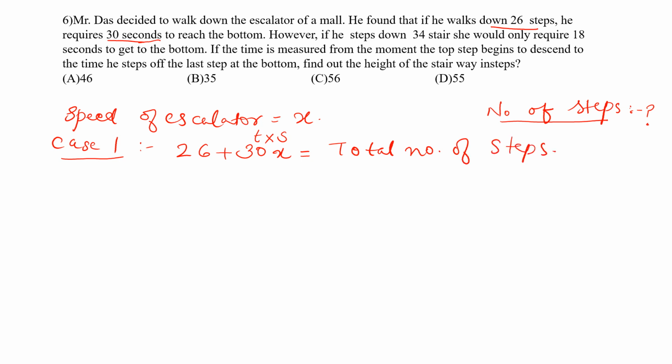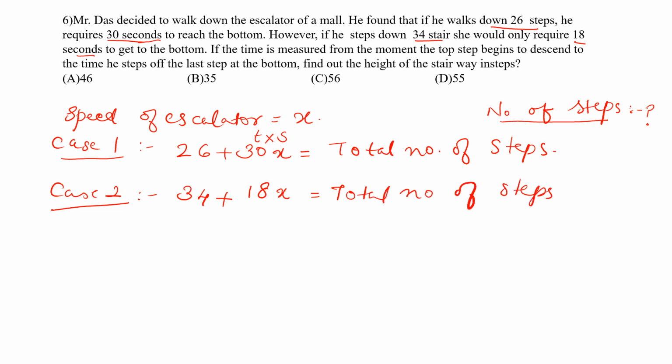Okay. In the second case, it is said that if he stepped on 34 stairs, he would require only 18 seconds to reach the bottom. That is 34 stairs. He is stepping down 34 stairs, and also the escalator is moving on its own and it moves 18x steps. Okay, 18x steps. That is, in 18 seconds its speed is x, so in 18 seconds it moves 18x steps. So this is the total number of steps. Okay, now we know that these two are same.